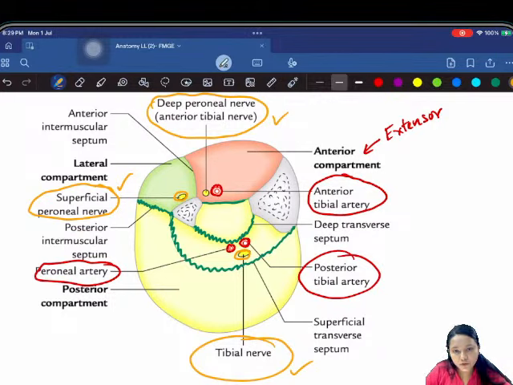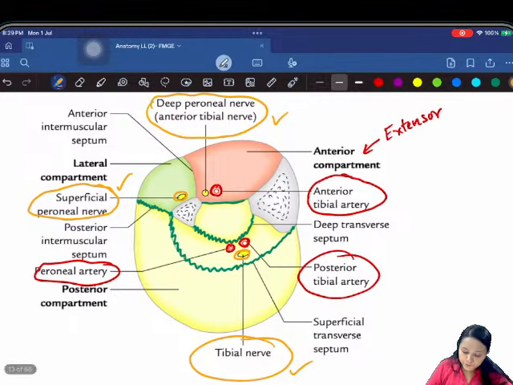Now you know the nerve of each compartment. The artery of the anterior compartment is the anterior tibial artery. The arteries of the posterior compartment are the posterior tibial artery and the peroneal artery. The lateral compartment doesn't have its own artery; it gets collaterals from the other arteries.